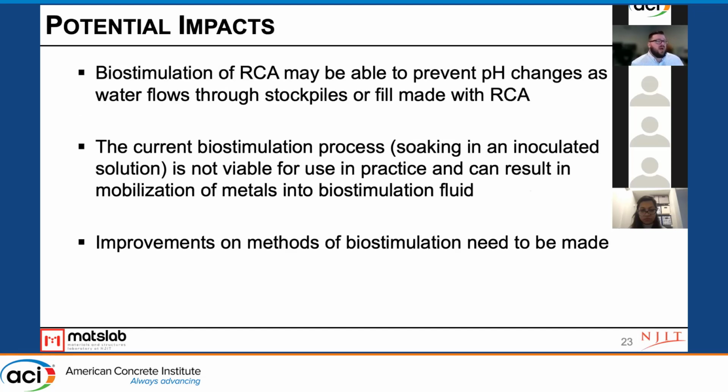So what does this mean for us? Basically, if we can find a way to biostimulate that RCA, we might be able to prevent pH changes as water flows through stockpiles. But this biostimulation process is not really viable for use in practice at the moment. We need to find a way to do it quicker rather than having to soak the aggregates for a few days before it's viable, because that's not really going to be useful on a large scale. But we can try it. We're looking at ways to improve that biostimulation method as we move forward.